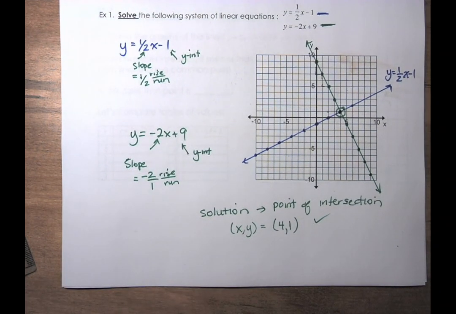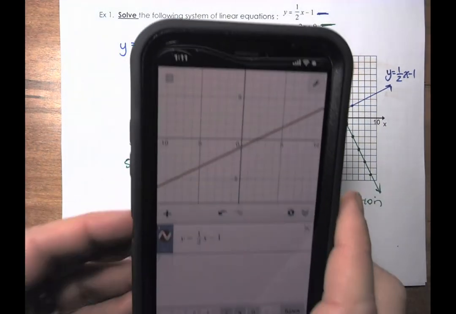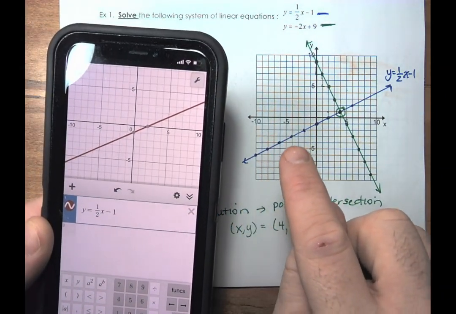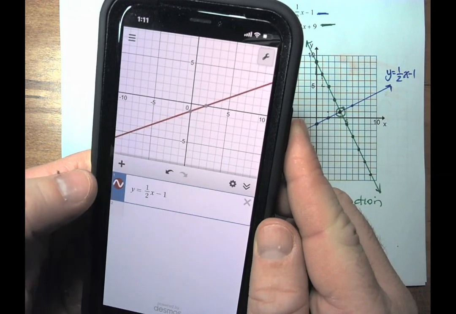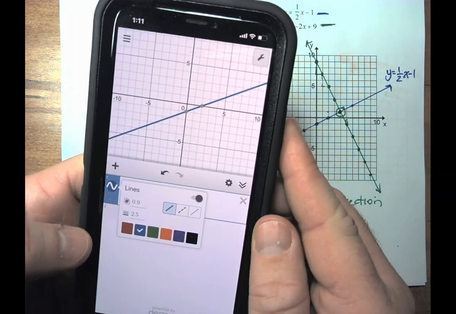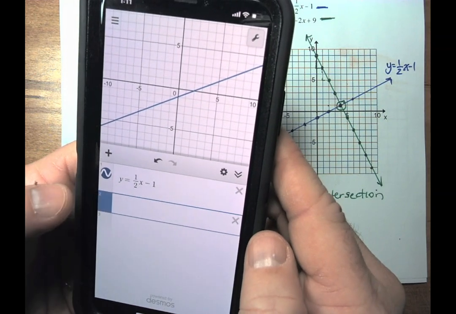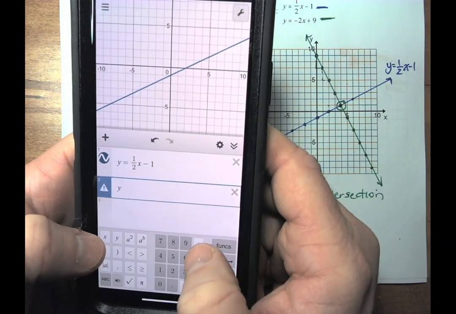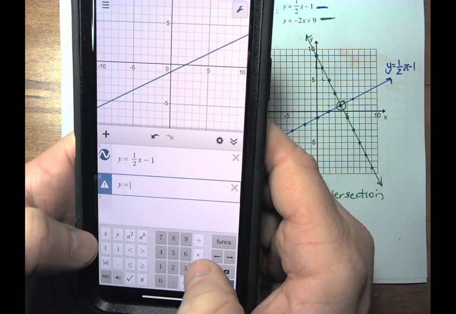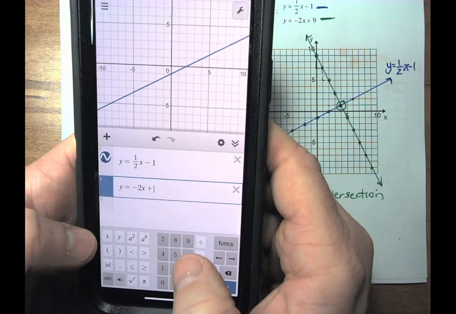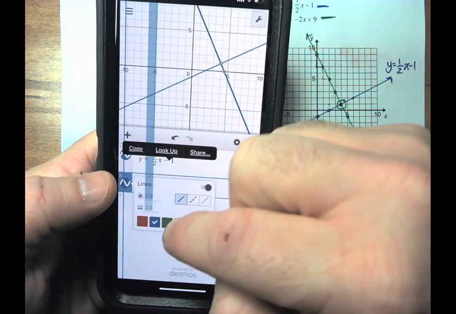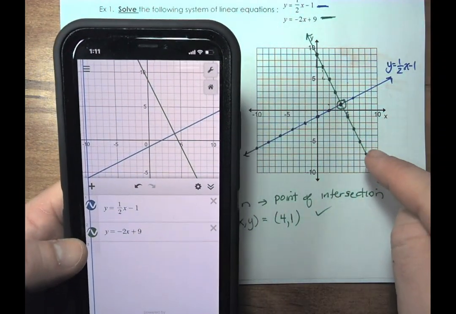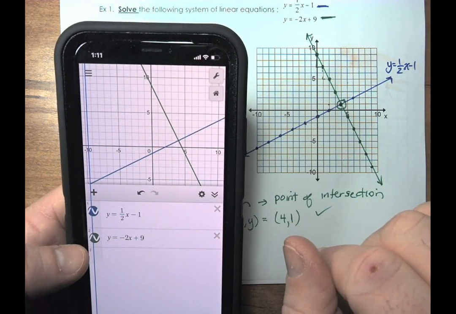And what I'm going to show you is, if I was looking at my graph, I'm going to try to put this up here, y equals 1/2 x minus 1, that's my blue line. And actually I can even make it blue by holding onto it. And we know our second line, y equals negative 2x plus 9, and we're going to make that green. And that looks very similar to the line we have there. So we can use this as a technology to check our thinking.